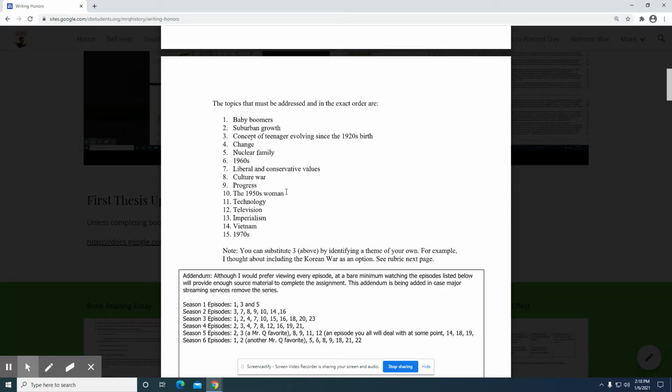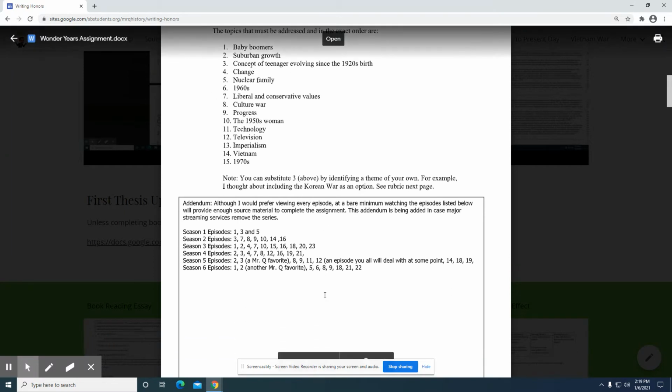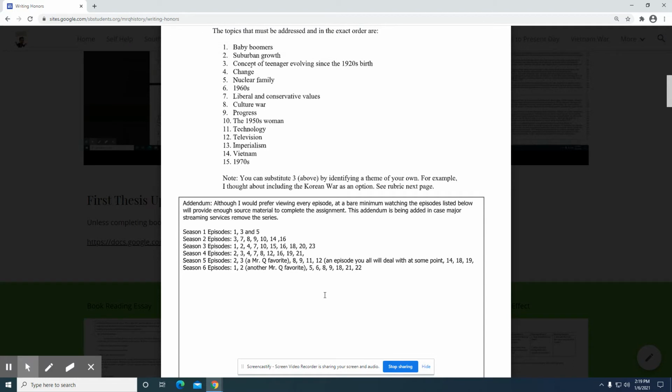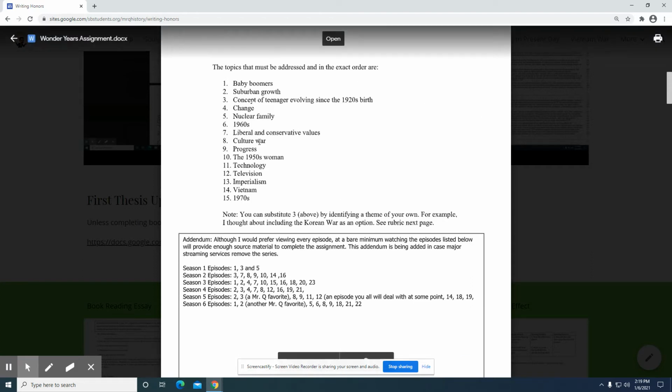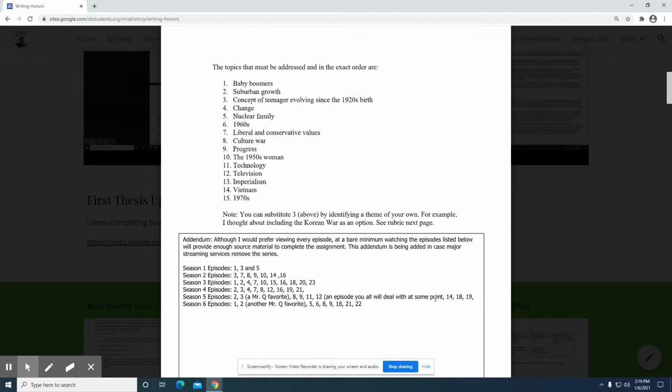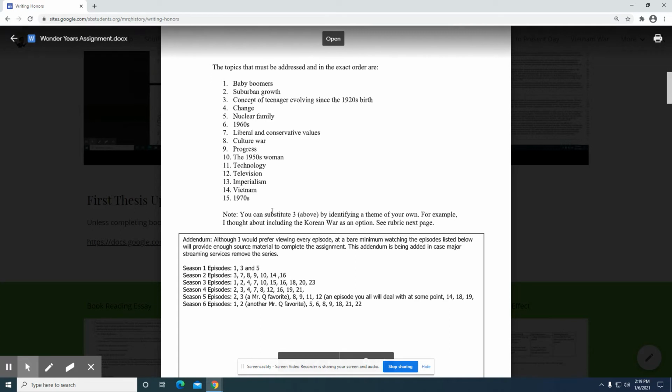For example, the 1950s women. I know there is an episode, I do not remember which one it is, and in that particular episode, the mother is making a decision to go back to school. And the woman throughout the whole series, the mother, seems to be taking care of the children in that 1950s American nuclear family tradition. And the episode here, again, I don't recall which one it is, but it's definitely one of the ones that are here is going to address that.